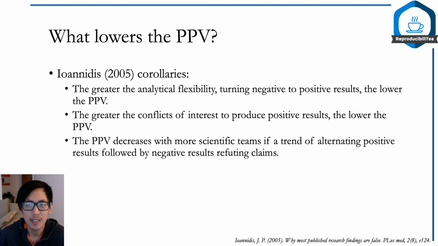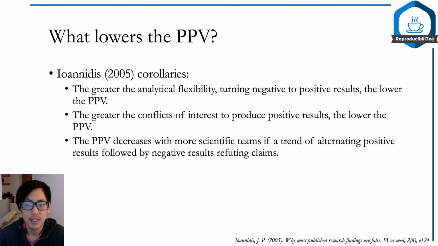The greater the analytical flexibility, which is the greater the chance that people can turn negative into positive results, this lowers the overall PPV for the field. And this could come from many sources. This could be from researcher degrees of freedom to p-hacking and so on and so forth. So this is referring to the bias here, where scientists may turn negative into positive results.